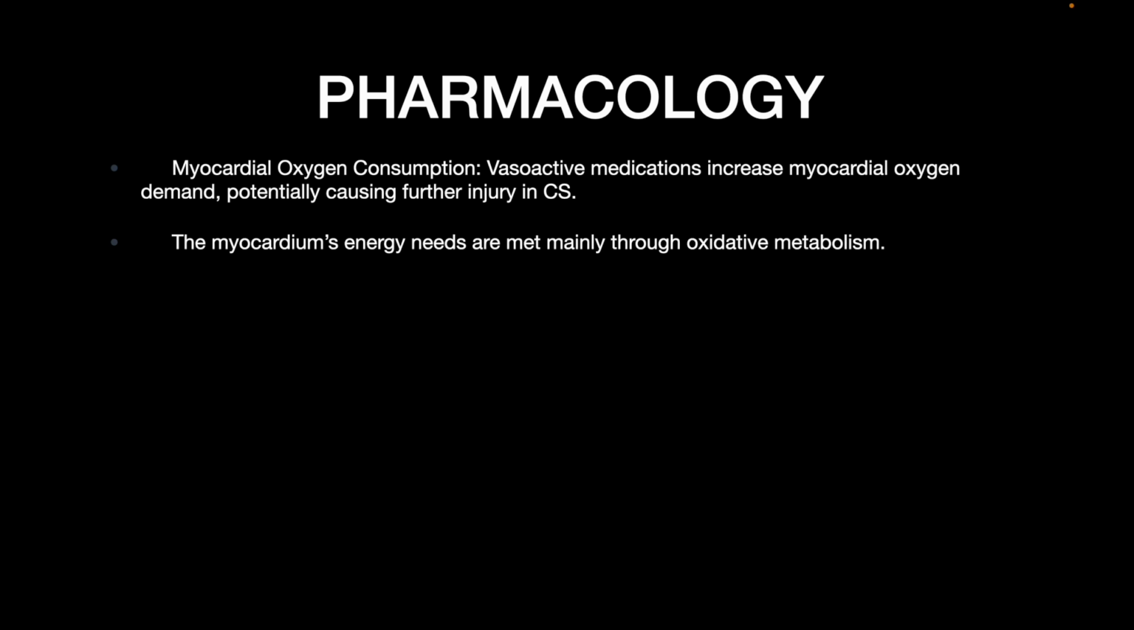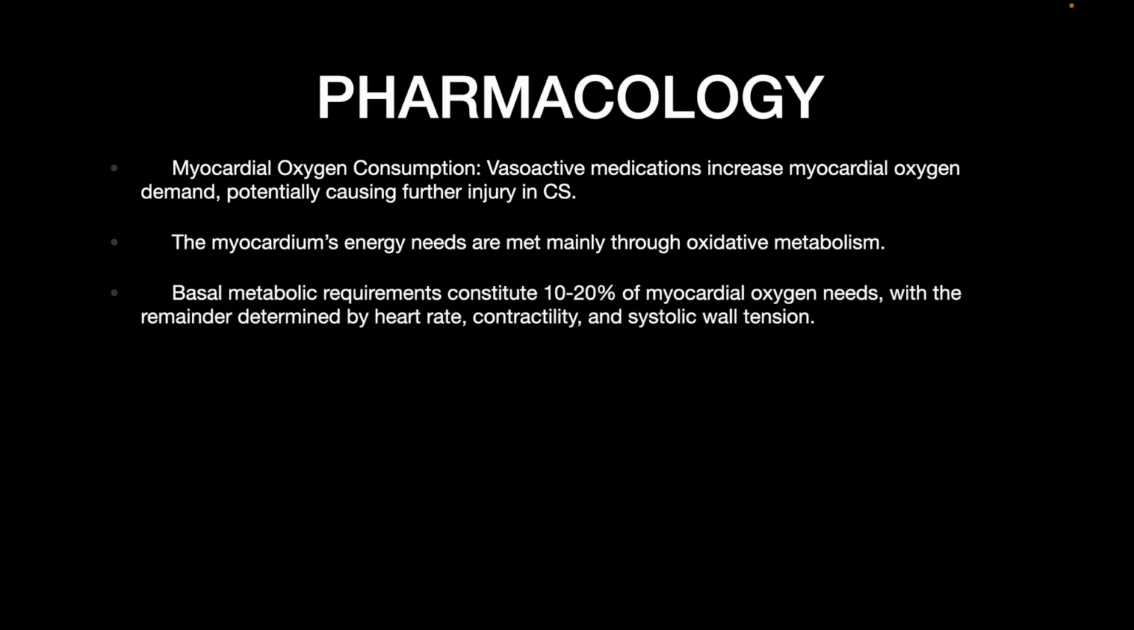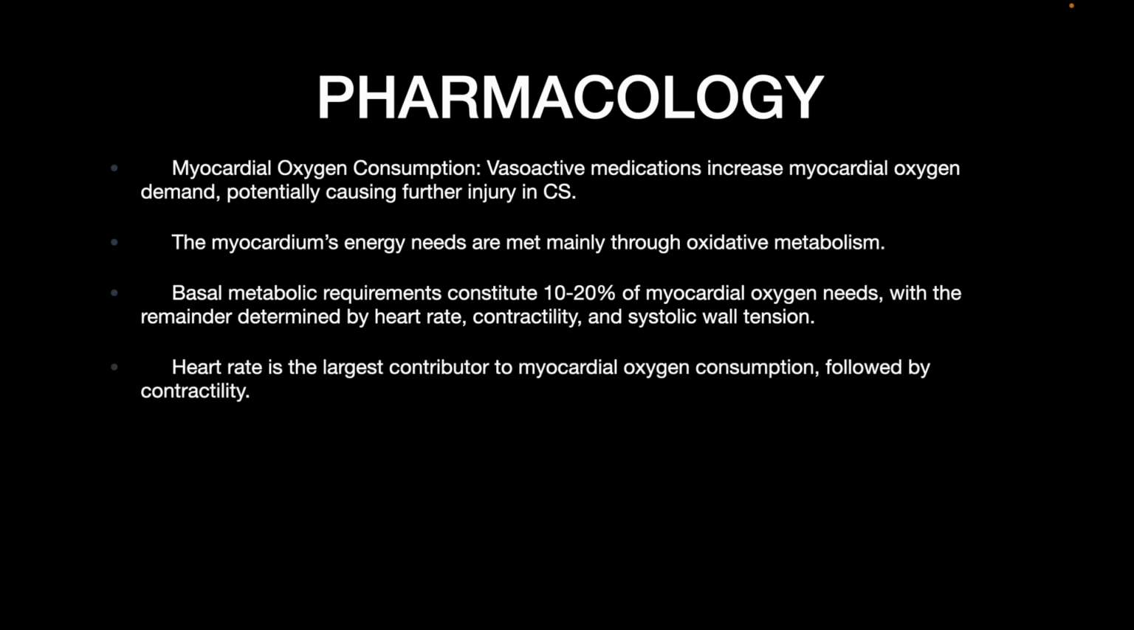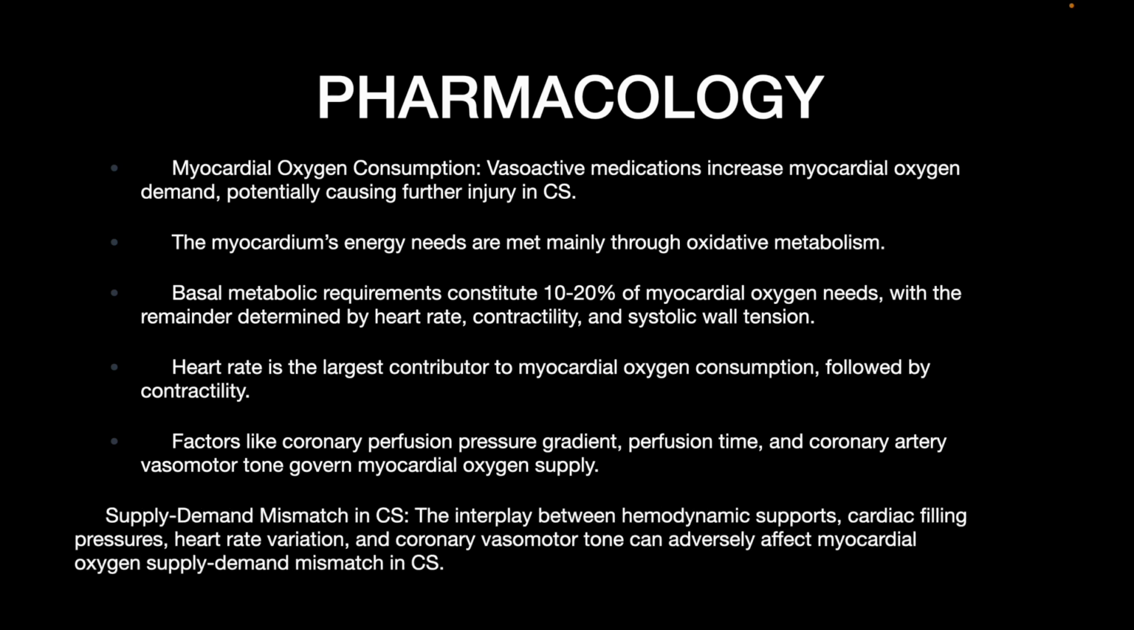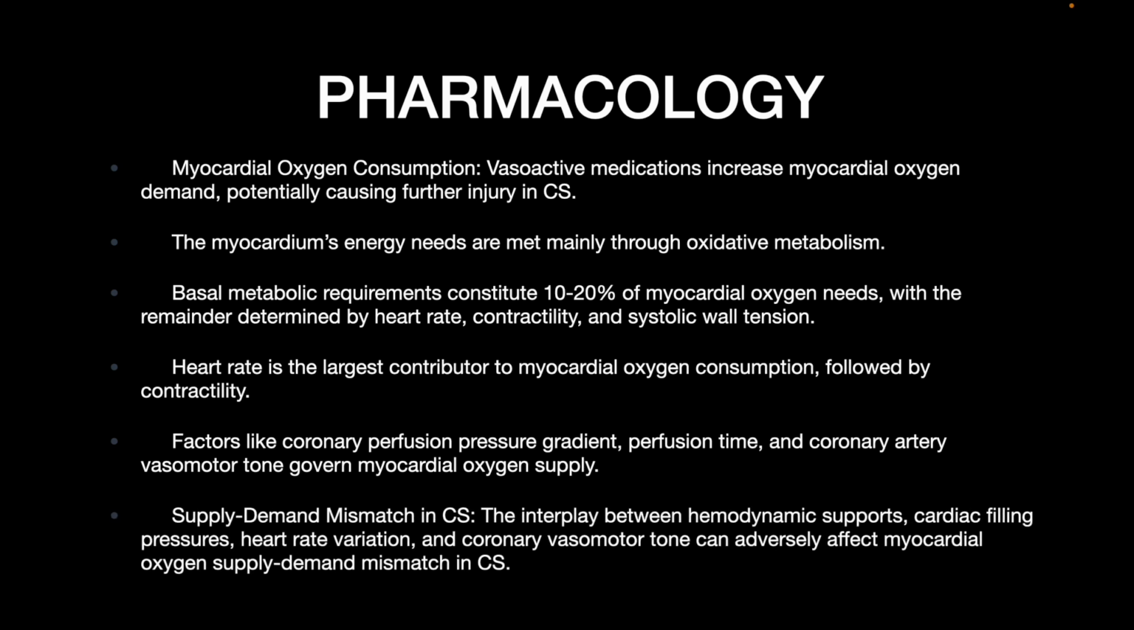And myocardial energy needs are met mainly through oxidative metabolism. So basal metabolic rate constitutes 10 to 20% of the myocardial oxygen need, and the remainder is heart rate, contractility, and the systolic wall tension. So the heart rate is the largest contributor to the oxygen consumption, and usually the vasoactive agents also increase the heart rate. Now, coronary perfusion is dependent on the pressure gradient, the perfusion time, and the coronary artery vasomotor tone. Now, the supply-demand mismatch occurs in the case of cardiogenic shock because of the hemodynamic collapse, the cardiac filling pressures, the heart rate variability, the vasomotor tone, and the myocardial consumption.